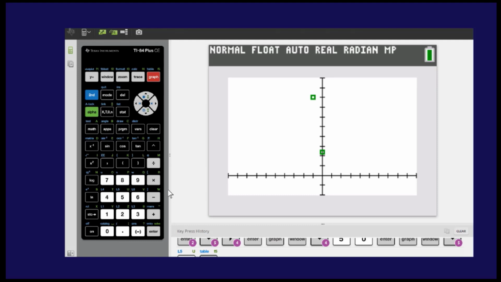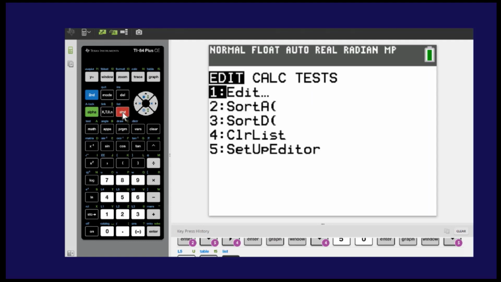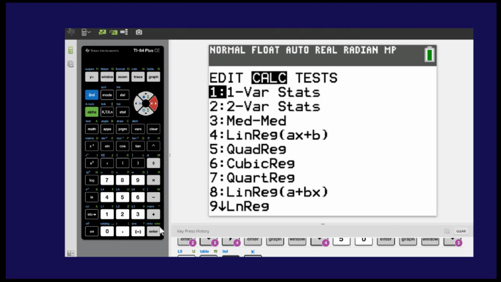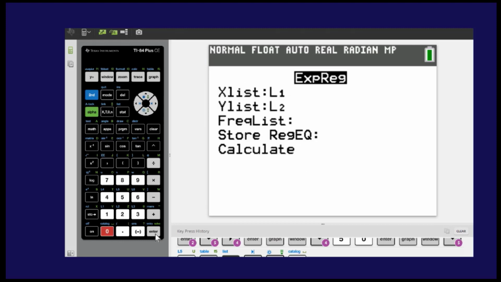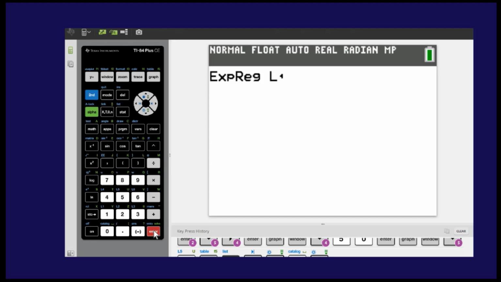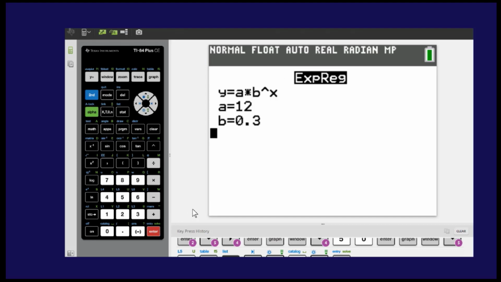All right, now we're going to hit stat and scroll to calc, because again, we're going to find the exponential regression. Since it's only the second time we've done it, I want to make sure you understand that. I have list 1, list 2, and then I'm going to scroll down and calculate, and we're going to see what our values are. Awesome. We already knew A was equal to 12 because of the way we solved it, and we knew that B was 3/10, because here it's 0.3. So our equation is correct.